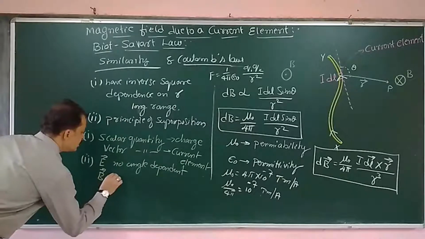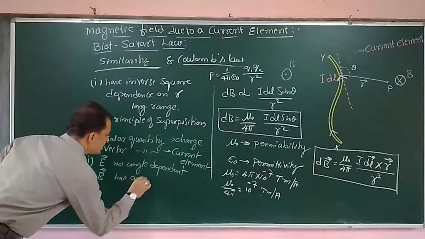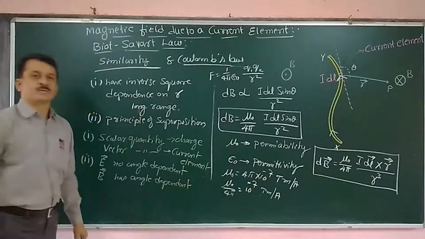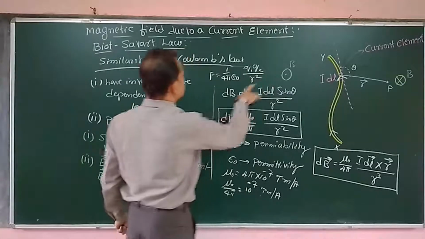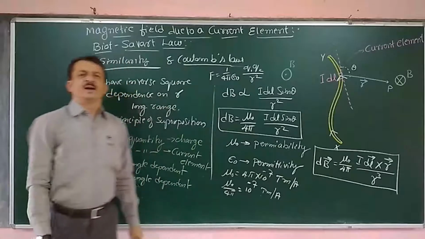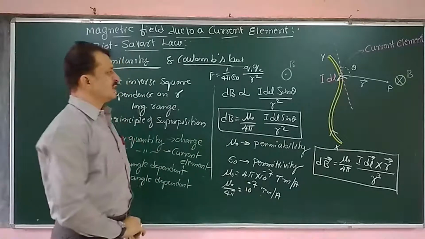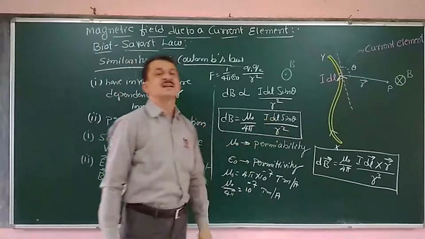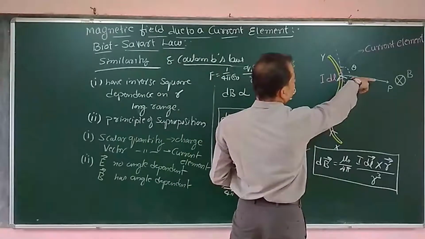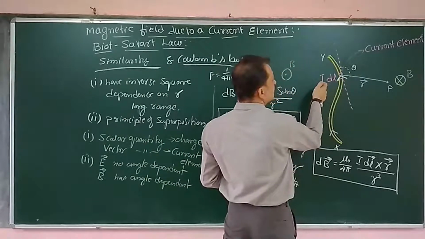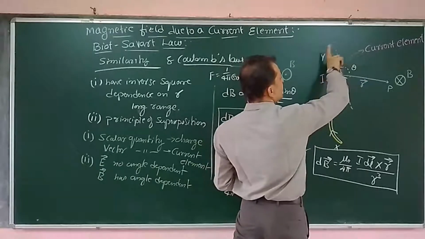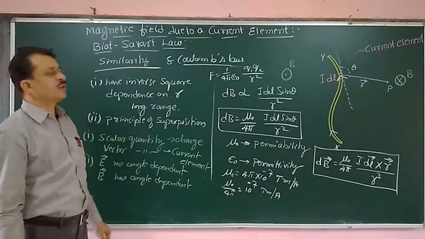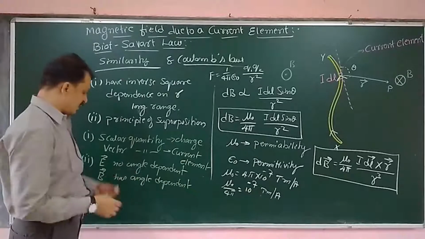the magnetic field has angle dependence. Ready? Now in this relation we do not have any angular term, sin theta, cos theta like that. But in the case of a magnetic field we have an angular dependence, that is sin theta. That means the magnetic field not only depends on the current and the length of the conductor, but it also depends on the angle between the current element and the line joining the point to the current element. That is the second difference.